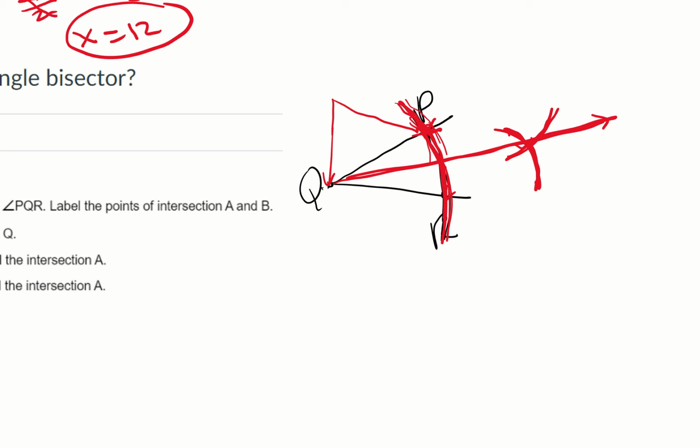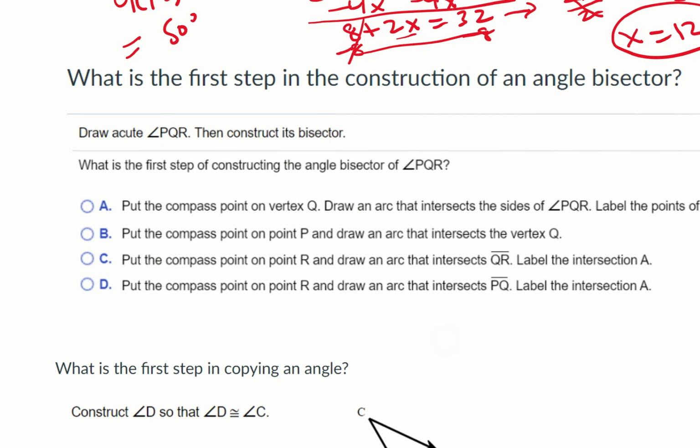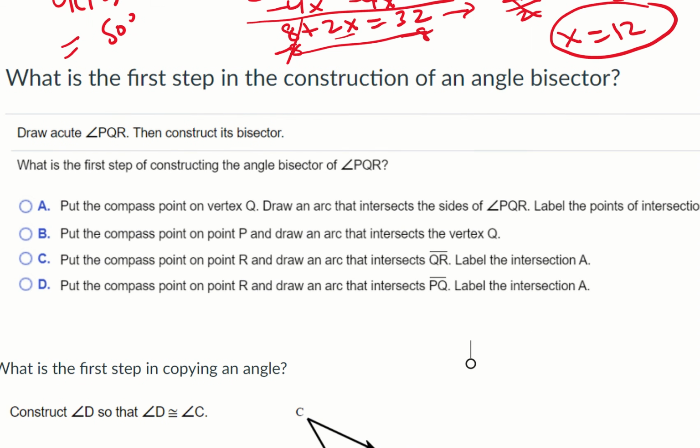From P to Q, P to R. But let's assume that it's already drawn. If it's already drawn, then the next step would be to do what we did here and place the compass at P and R and make these arcs here. Okay, so let's look at the questions and see if we can answer it.